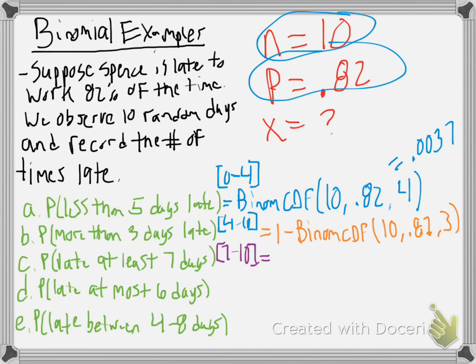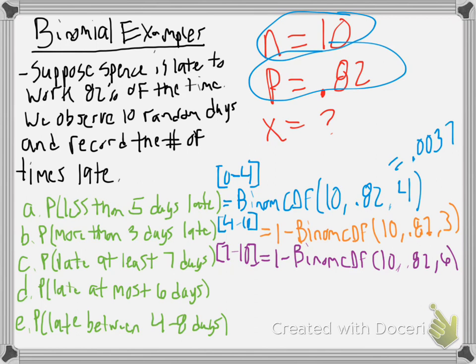The CDF, if we do the CDF of 6, that will give us 0 to 6. So we write 1 minus binomcdf of 10, .82, and then 6. And that gives us the outcomes from 7 to 10, because we're getting rid of 0 to 6. When we do 1 minus, we're saying everything but 0 to 6.